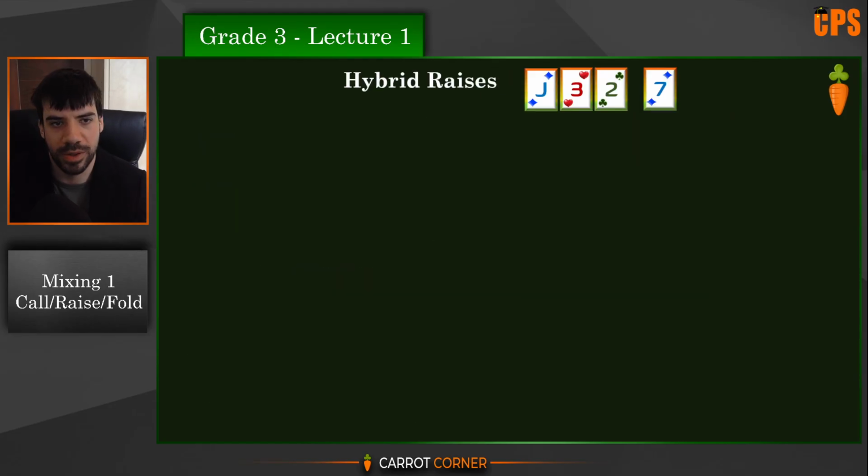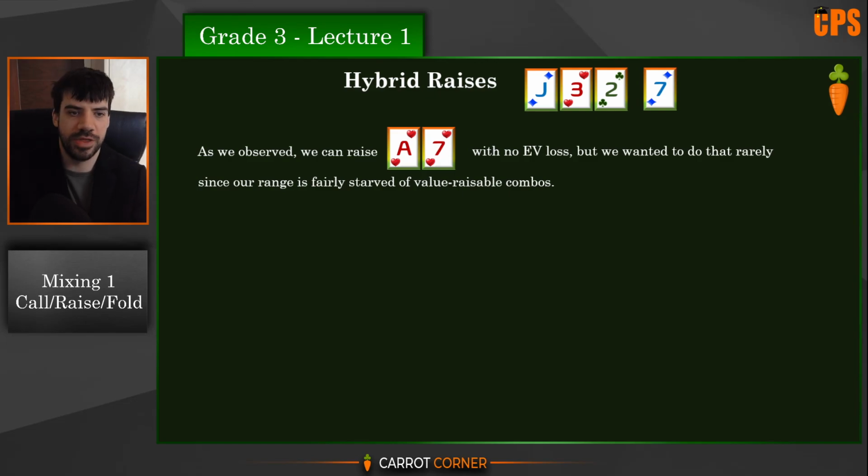Let's talk a bit more about these hybrid raises now. So as we observed, we can raise a hand like Ace-7 of hearts without EV loss in this situation, but we wanted to do that rarely, because our range is fairly starved of value raisable combos. They're just deficient within our range.